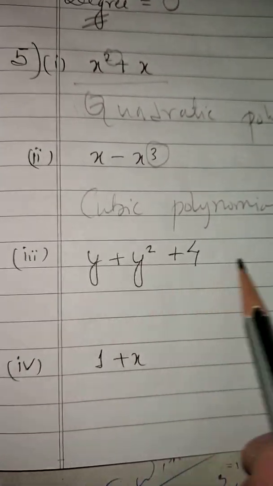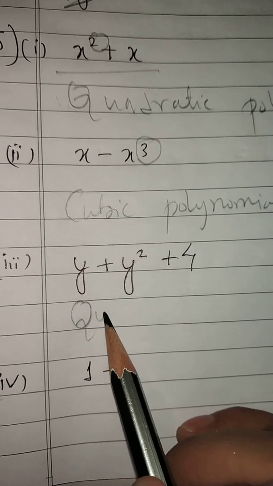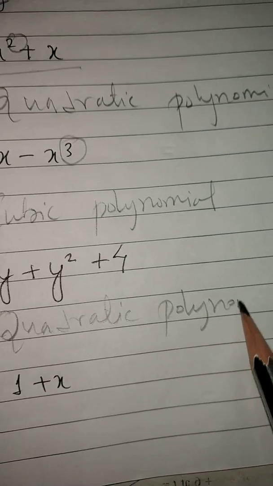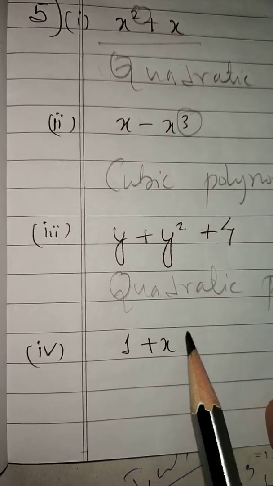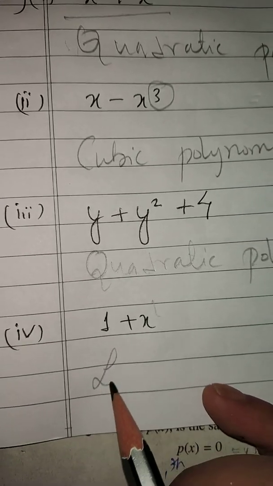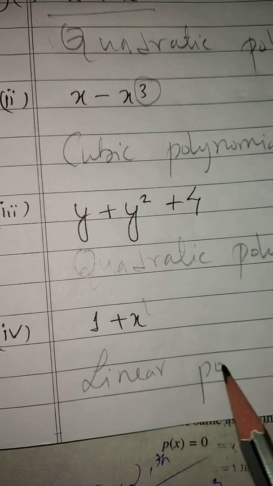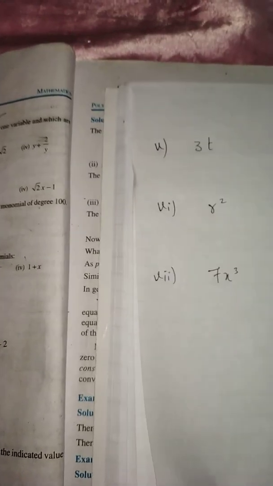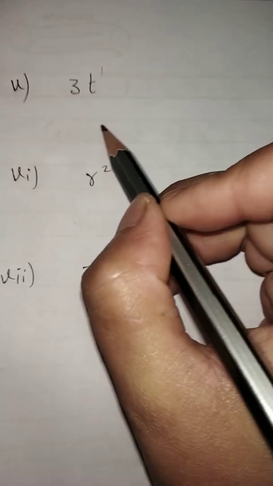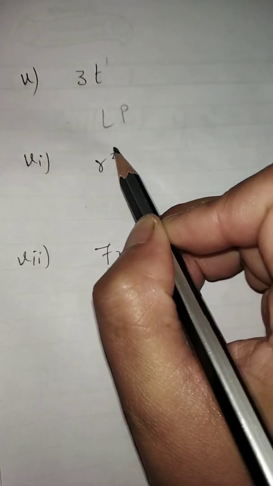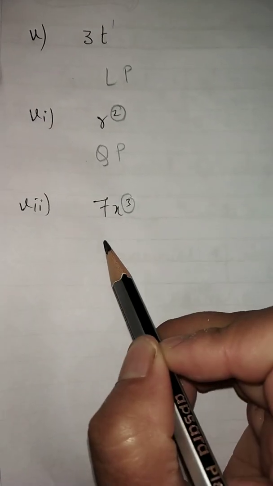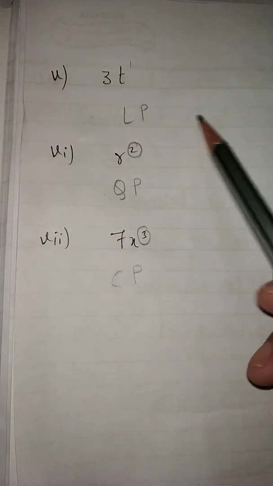Now next, what is the degree here? 2. So if the degree is 2, then this will be your quadratic polynomial. Now next one, what is the degree here? 1. If the degree is 1, then this is your linear polynomial. Now next, what is the degree here? Again 1. So this is a linear polynomial. What is the degree here? 2. So this becomes a quadratic polynomial. What is the degree here? 3. So this is your cubic polynomial. So students, you cannot leave it like LP, QP and CP. You have to write in full.